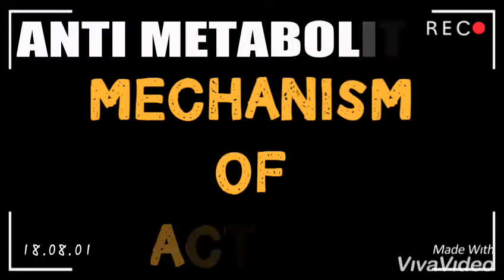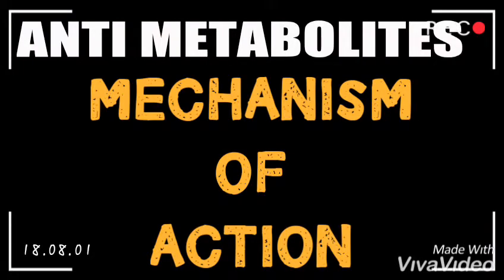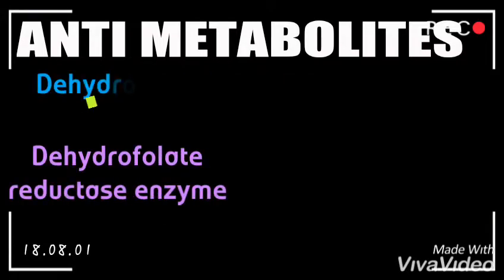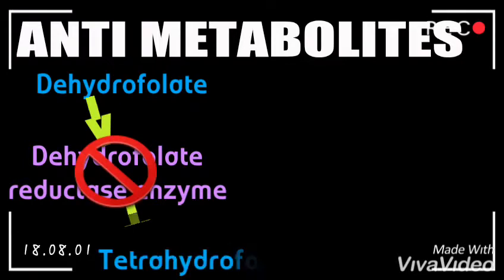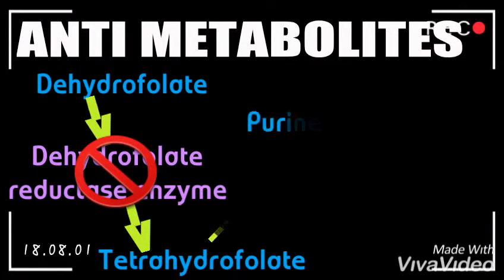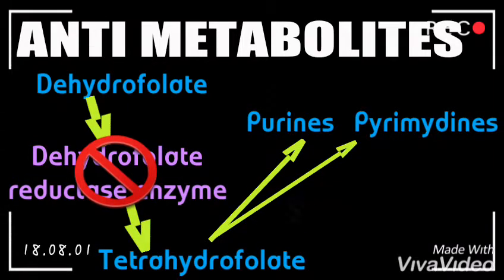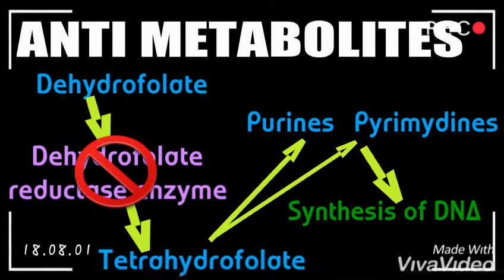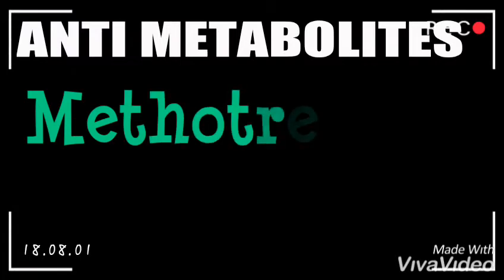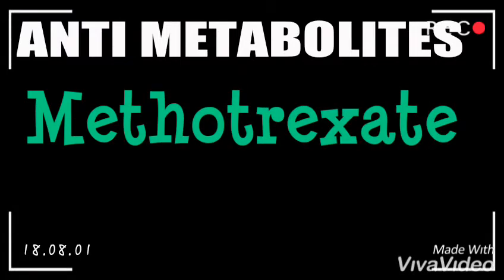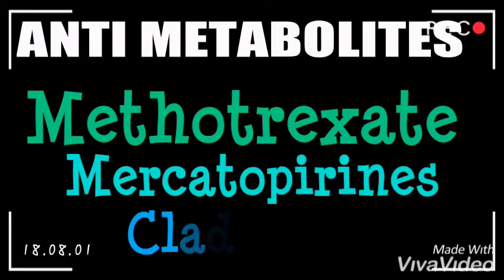Let's begin by looking at the antimetabolites. The mechanism of action of these drugs is they inhibit the enzyme known as dihydrofolate reductase, which converts dihydrofolate into tetrahydrofolate, which in turn is essential for synthesis of purines and pyrimidines, which further causes the DNA synthesis in the S phase. Mind you, these drugs work on the G1 phase. So in summary, we are saying that these drugs disrupt the G1 phase in the cell cycle. Examples of drugs under this category, we have methotrexate, mercaptopurine, and cladribine, etc.